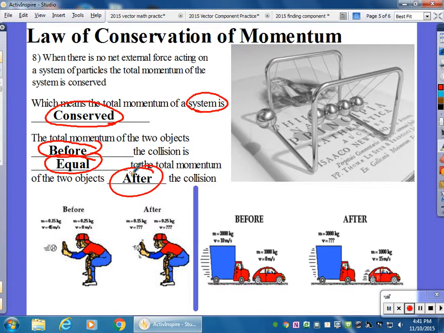So we can do some interesting math with that, and we're going to talk about that a little bit more later on. But basically what we've got going on here is that before the collision, you could calculate the total momentum of these two objects, the baseball player and the baseball, by multiplying their mass times their velocity. And this guy's not got any momentum because he's standing still, so his velocity is 0. So the total momentum here is going to be the 45 meters per second times the 0.15 of the ball.